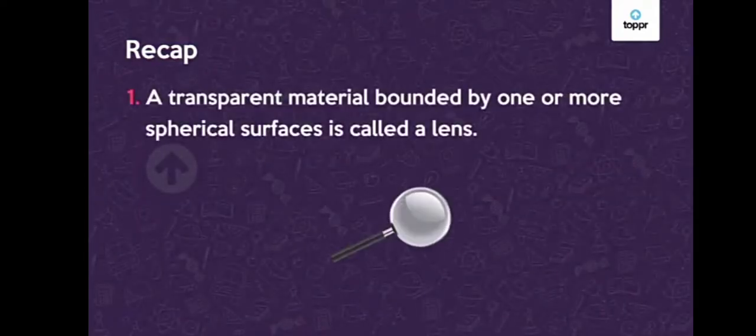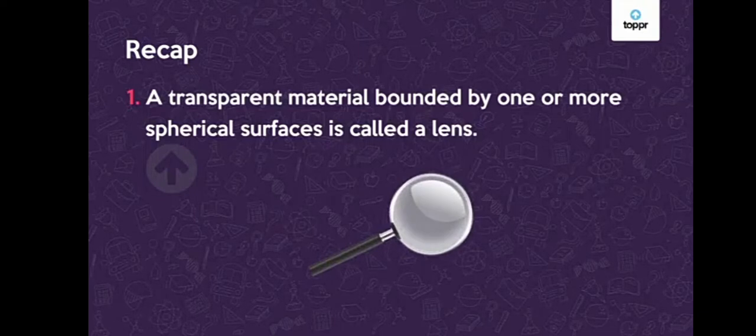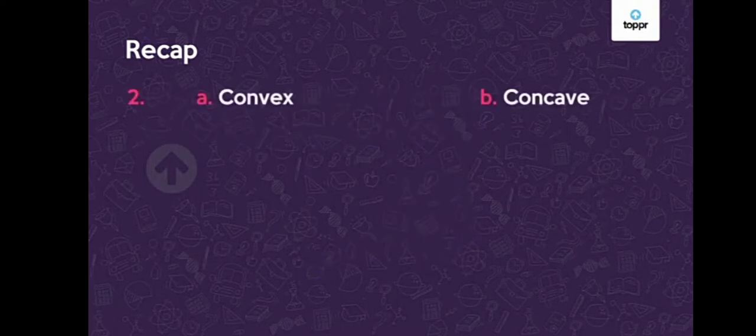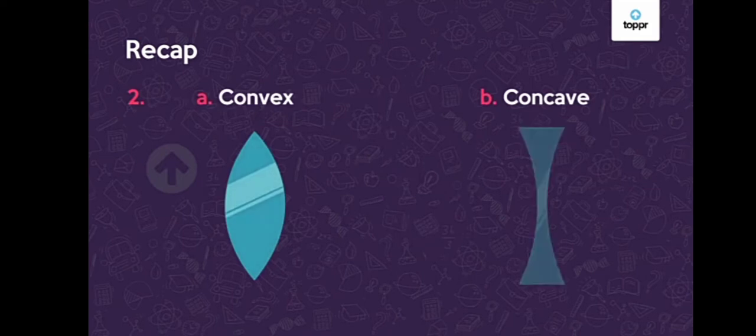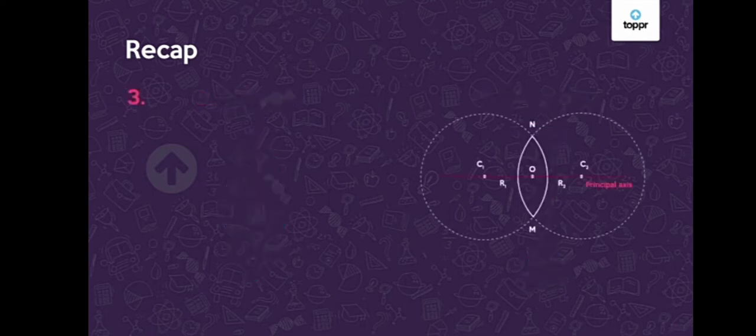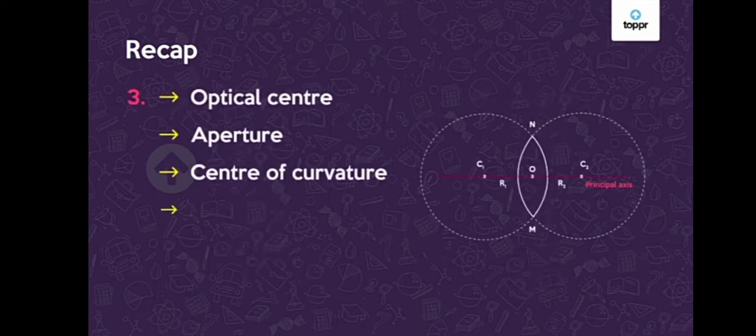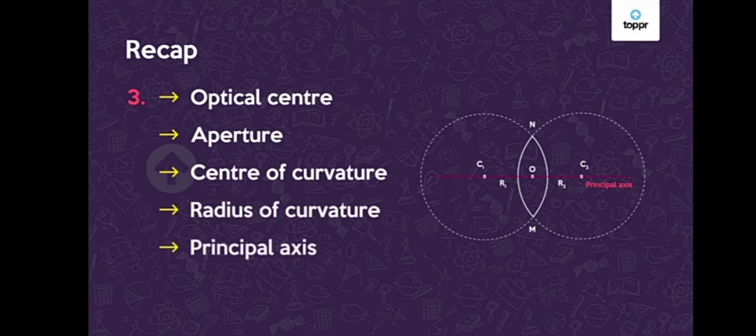That's a lot of new terms for today. Let's do a quick recap. A transparent material bounded by one or more spherical surfaces is called a lens. Lenses are of two types, convex and concave, which can further be classified on the basis of the number of curved surfaces. Then we learnt about optical center, aperture, center of curvature, radius of curvature, and principal axis.